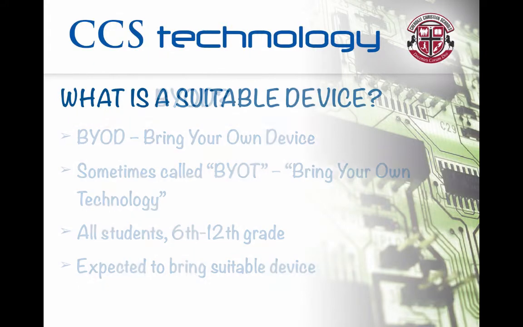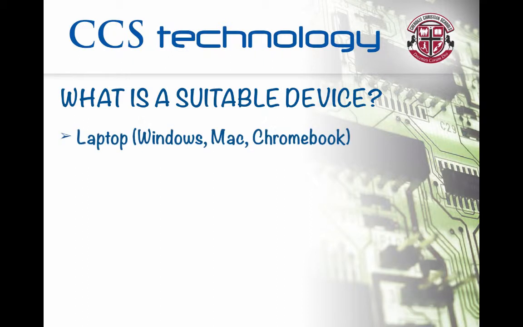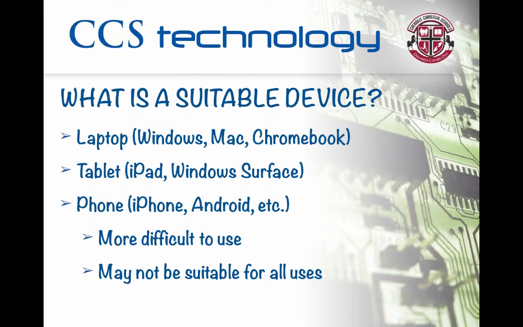Now, what do I mean by a suitable device? Well, bring your own device by nature means that it is something that varies, where not everybody's going to have the same thing. So there's a variety of things that students can use. They can bring laptops. They might have Windows, Mac, or Chromebooks. Our system allows any of them. They might bring tablets, such as an iPad or a Windows Surface, something like that. They might even bring phones, like the iPhone or an Android, something like that.